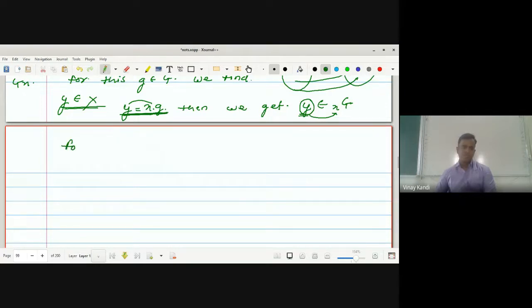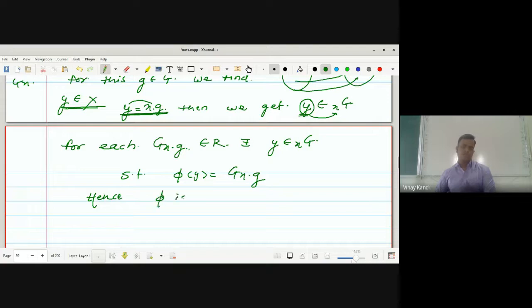So for each GX into g belongs to R, that is each element belongs to codomain, where y is the element from xG, that is domain, such that phi of y is equal to what? G into x into g. Hence phi is onto. Hence, from 1 and 2, okay, phi is what? 1-1 and onto.